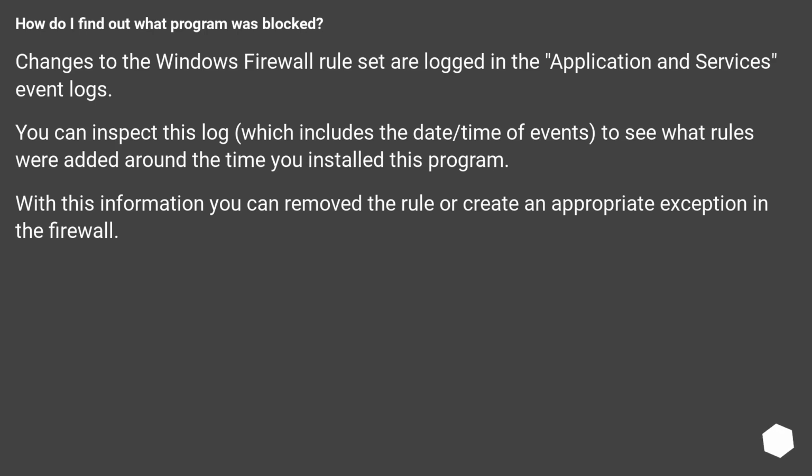Changes to the Windows Firewall rule set are logged in the Application and Services event logs. You can inspect this log, which includes the date/time of events, to see what rules were added around the time you installed this program. With this information you can remove the rule or create an appropriate exception in the firewall.